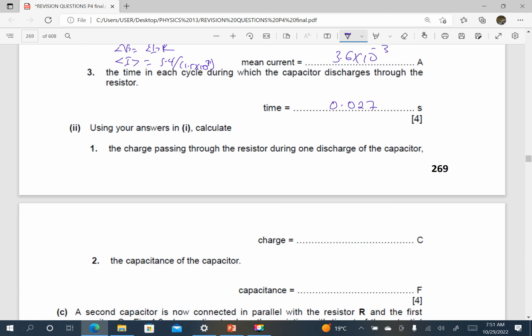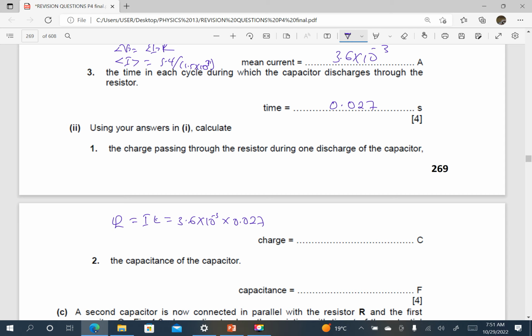Use your answer in Roman 1 to calculate the charge passing through the resistor during one discharge of the capacitor. So charge is equal to I times T. We have seen the time of discharge and the mean current, so this will be the average. So this will be 3.6 times 10 power negative 3 times 0.027.